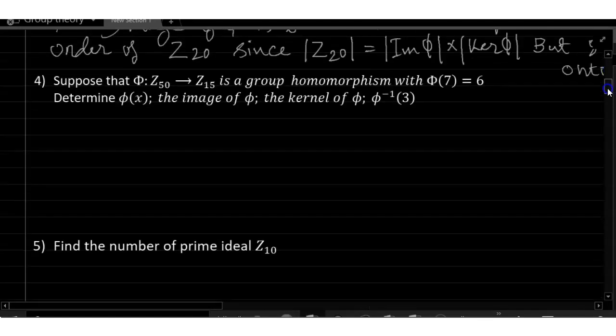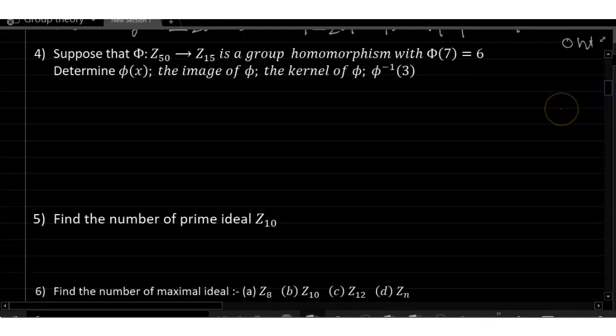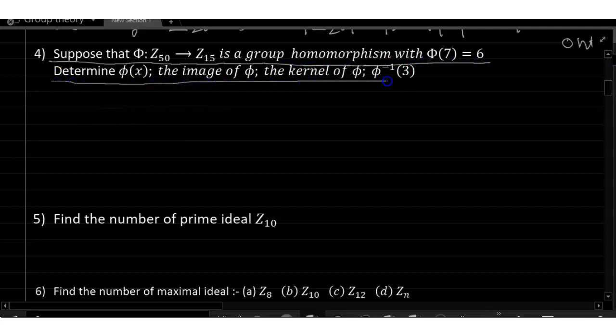Now we are going to solve question number 4. Suppose that phi from Z50 to Z15 is a homomorphism with phi(7) equal to 6. Determine phi(x), the image of phi, and the kernel of phi.